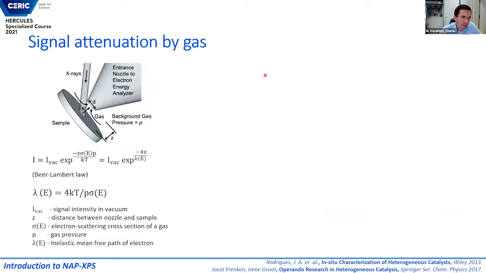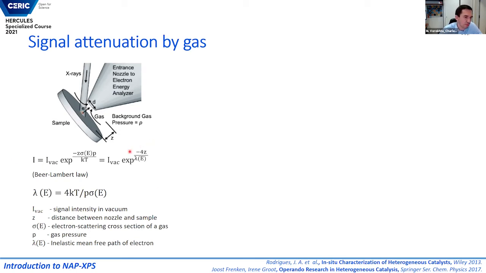As I said, one problem which you have with NAP XPS could be signal attenuation by gases. You irradiate the surface with X-rays, then these electrons enter the entrance aperture of the analyzer. However, they have to pass some distance from the surface to the analyzer, and usually this results in scattering of electrons on the gas. Depending on the pressure of the gas, you will have different probabilities for scattering.